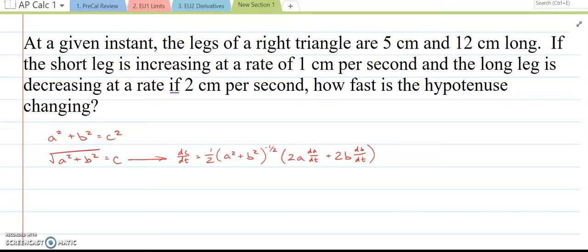At this point, I have a whole lot of information that I should go and plug in. I'm going to highlight it for you. The 5 and the 12, those are respectively A and B. The next couple of pieces of information that you need to be aware of. The short leg is increasing at 1, and the long leg is decreasing at 2. That's going to be these values. One of them is a positive 1, the other one is a negative 2. This is what it should look like once you substitute all those values in.